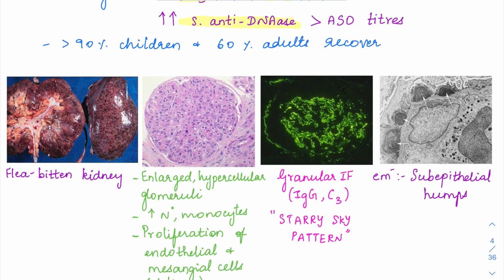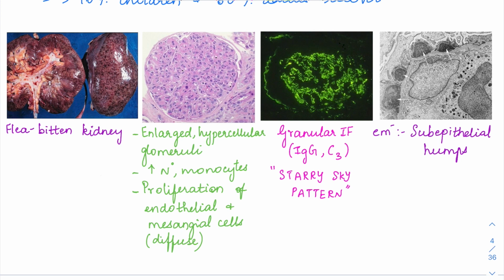Usually this PSGN presents in children only, but it can even affect adults. In children, it is self-resolving. More than 90% of the children resolve with just supportive therapy. In adults, only 60% will resolve, and the rest of them can proceed on to end-stage renal disease or even RPGN, which is rapidly progressive glomerular nephritis. So what are the features of this PSGN?